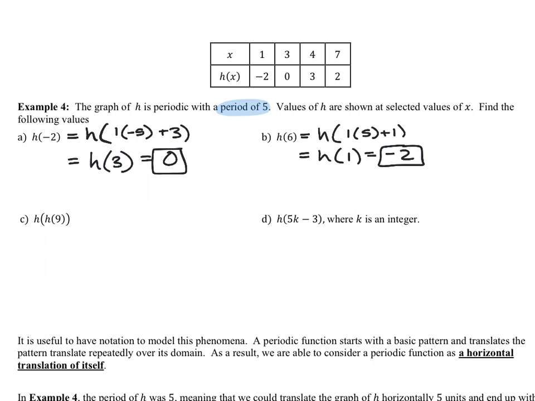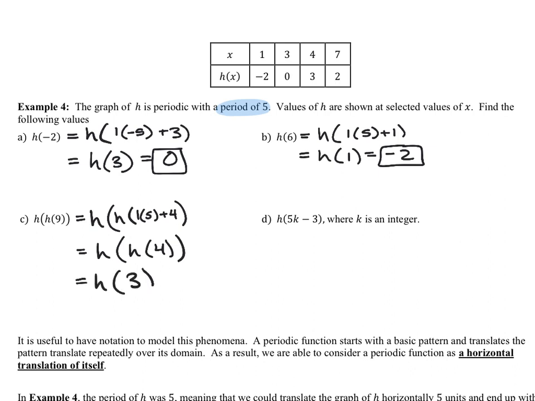Fabulous. Did we remember about number C, that is a composite function? So we're going to have to put a function in a function. When I did this problem, I left the h on the outside alone and then just did what we had done on all the other problems for the h on the inside, which means this would be 1 times 5 plus 4, which is the same as saying h of 4, right? Because every repeating 5s, we start over. H of 4, based on my table, is 3.